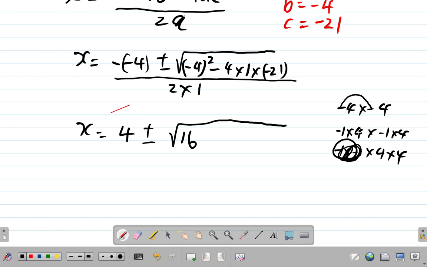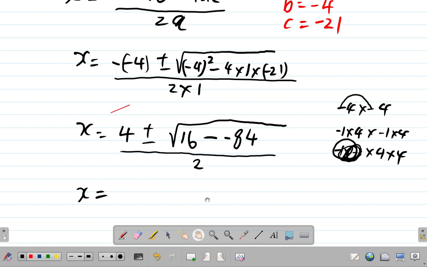Hold on there. Let me think. It's giving me trouble again. Let me reset it. Alright, so a positive 16. Now, minus 4 times 1 is 4. 4 times 21 is what? 4 times 1 is 4, 4 times 2 is 8, so 84. But it's a negative 21, so it's minus negative 84. All over 2 times 1, which is 2.